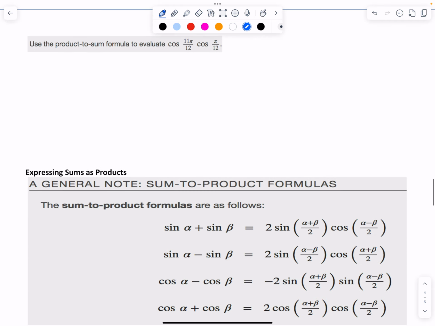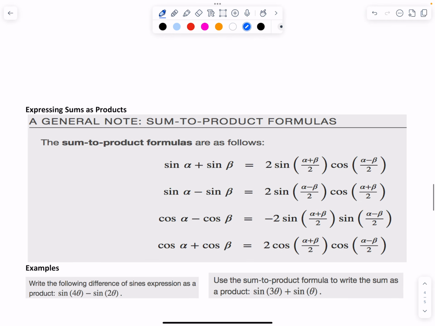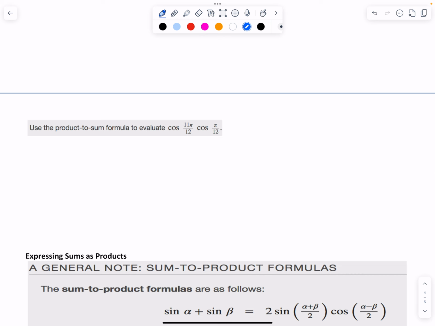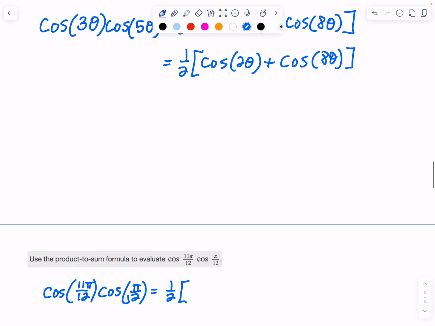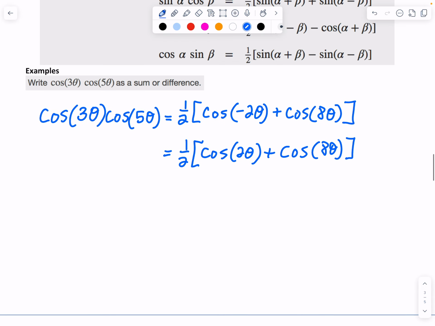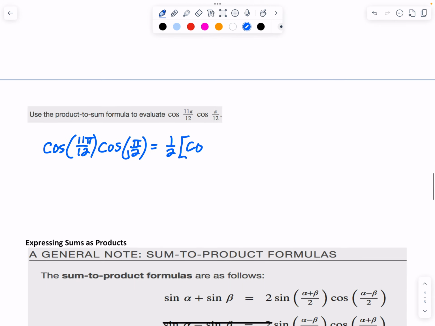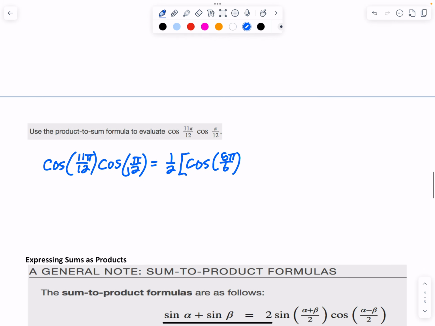All right, I got an example here and then just a list of some other formulas. We're not going to derive those. Okay, so cosine of 11 pi over 12 times cosine of pi over 12. I know that's going to be 1/2 times, and let's go back and look. It's going to be cosine of the difference and then the sum. So the difference is going to be 10 pi over 12, which is 5 pi over 6. And then we add them, and it's the sum, so that's cosine of pi. Right, then we evaluate these things.